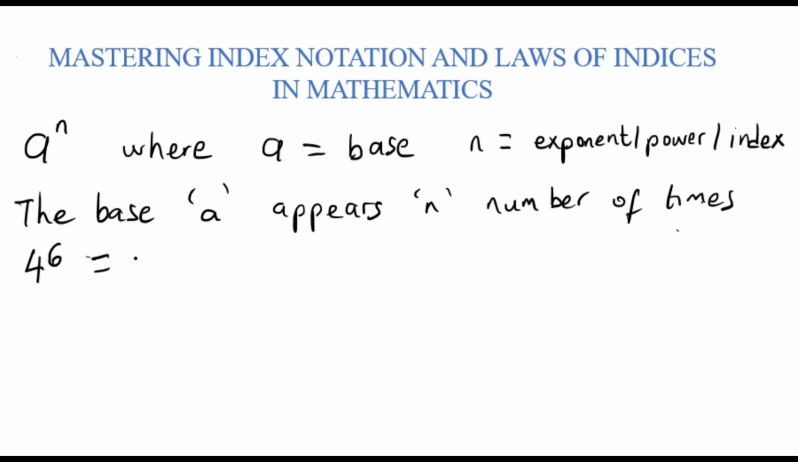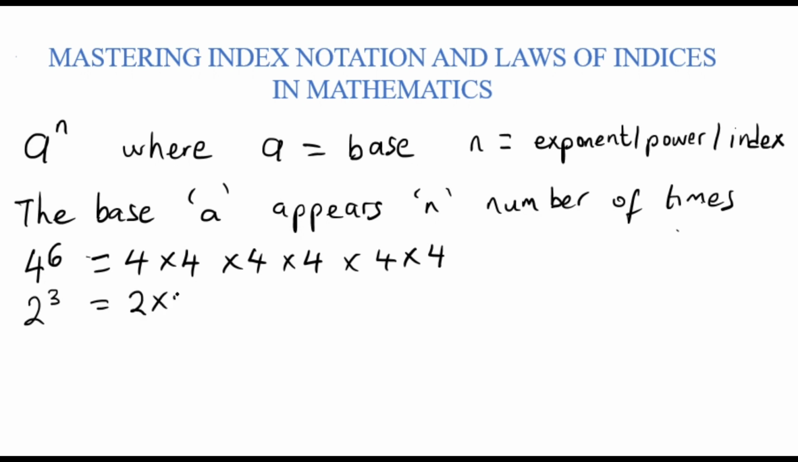So we have 4 times 4 times 4 times 4 times 4 times 4, and that gives us 6 times of 4. So if we have 2 to the power 3, what we are saying is the base 2 appears 3 times and it multiplies itself 3 times. So we have 2 times 2 times 2. This is basically how to write in index form. Let's move on to the laws of indices.